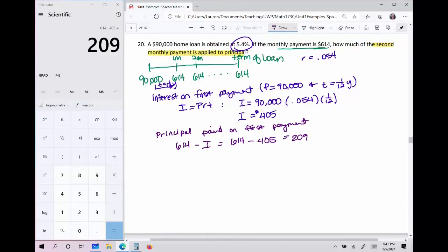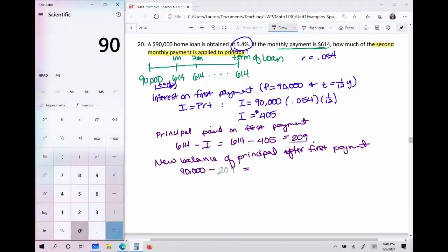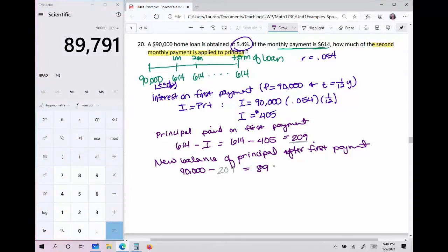So then from here, now we have to figure out what's the new balance of the principal after that first payment. We do that by taking our old balance, which is the 90,000, and we subtract off this principal amount to get our new principal. So we take 90,000 minus 209. That means our new principal is 89,791. That is still owed after that first payment.